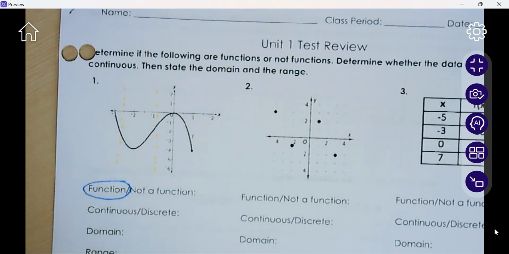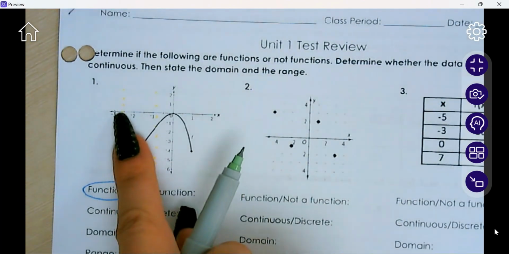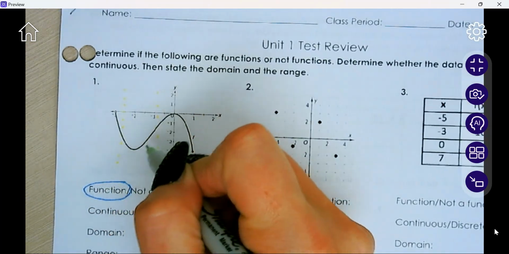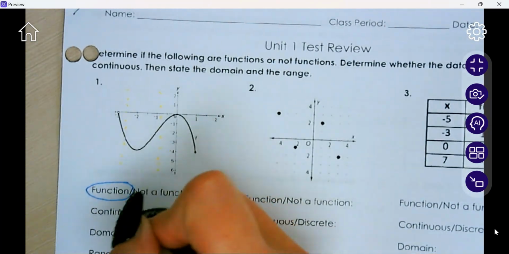Determine whether or not it's continuous or discrete. We need to take a look at our line. Because it is connected, I would not need to lift up a pen or a pencil to draw it. That makes it continuous.